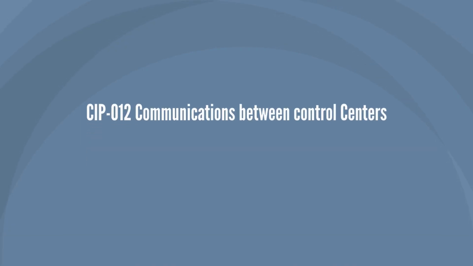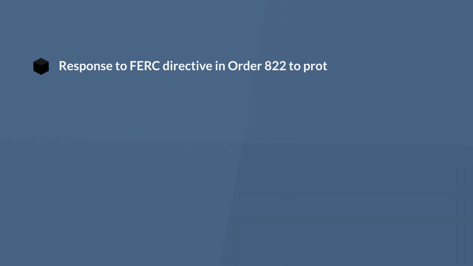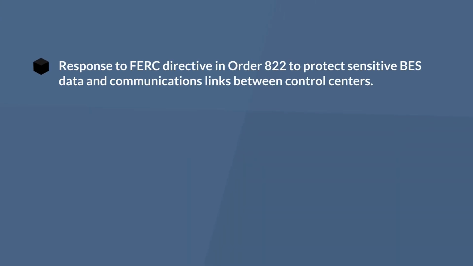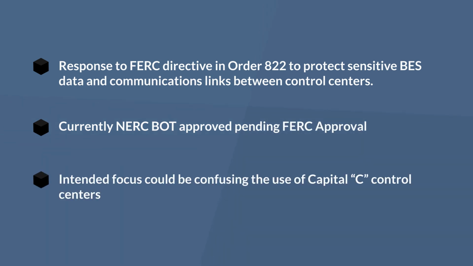CIP 12, Communications between control centers. Response to FERC Directive in Order 822 to protect sensitive BES data and communications links between control centers. Currently NERC board approved, pending FERC approval. Intended focus could be confusing given the use of capital C Control Centers.